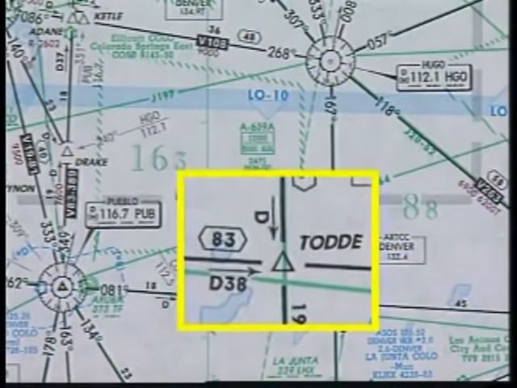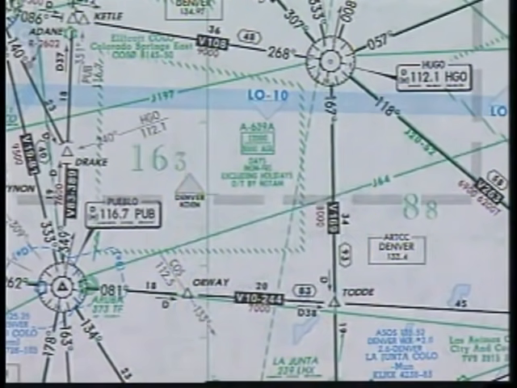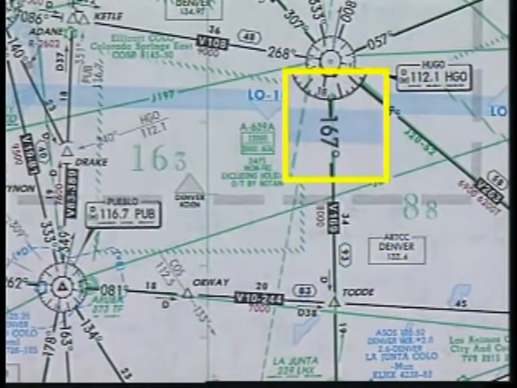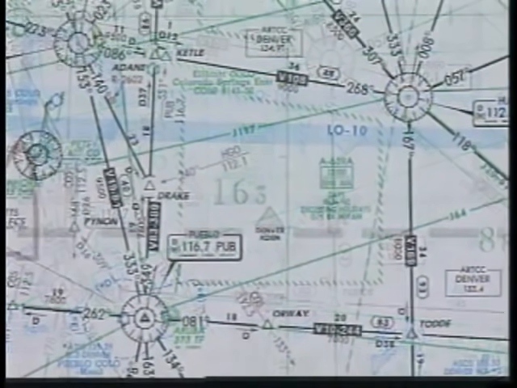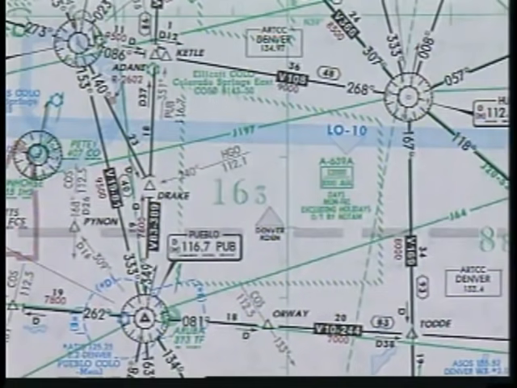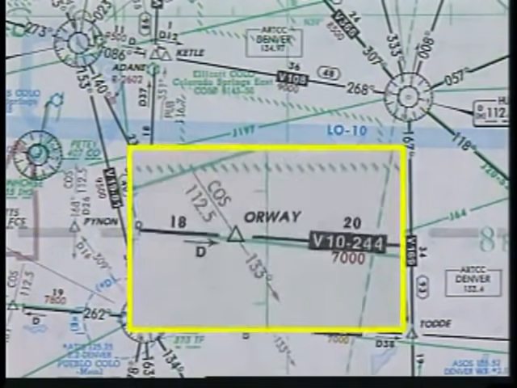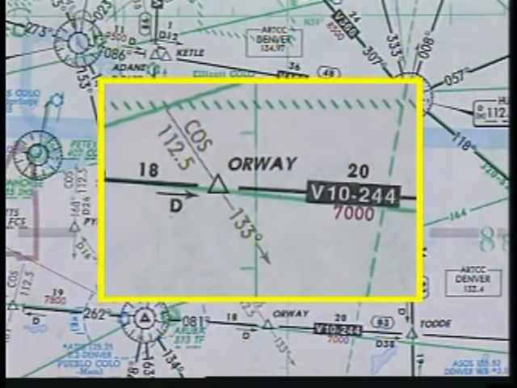An arrow along an airway points from the NavAid designating a reporting point. In this example, Toddy intersection is defined by the 167-degree radial from Hugo VORTAC and the 081-degree radial from Pueblo VORTAC. When the radial that defines a fix is not designated as a flyable route, it is indicated by a long, thin arrow. Orway is defined by the intersection of the 133-degree radial of Colorado Springs, and the radial which defines Victor 10, 244.